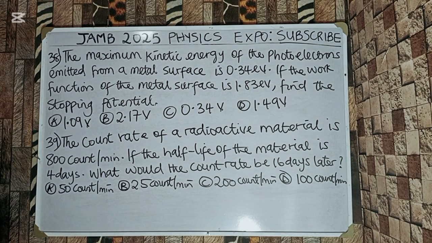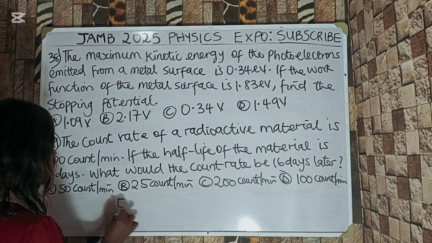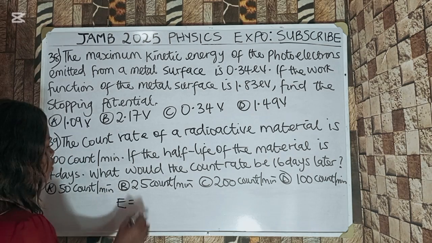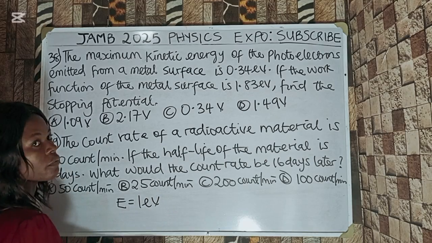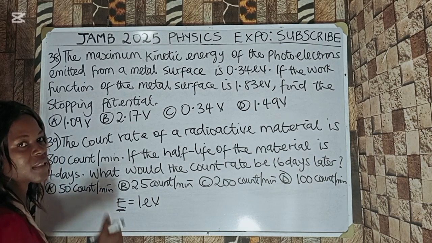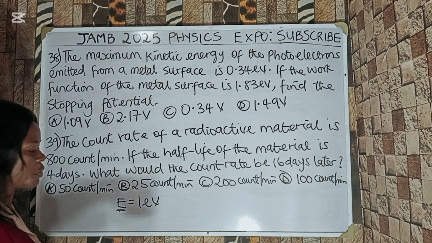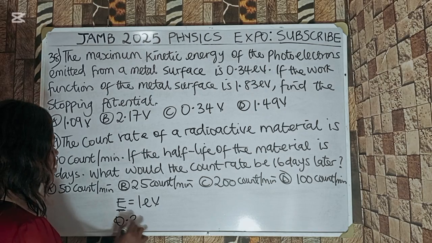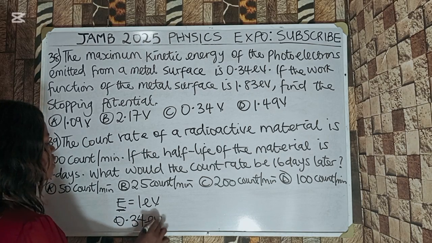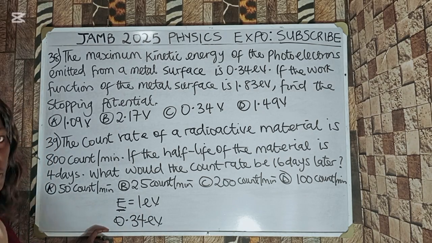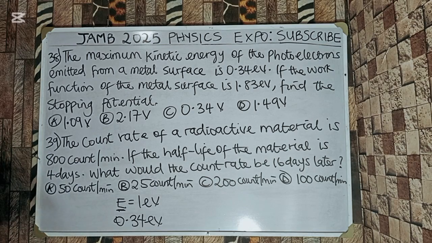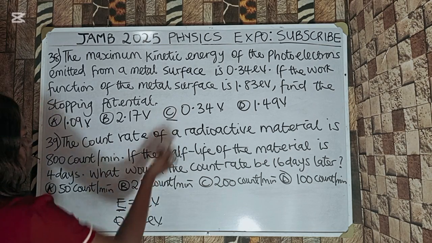Now from this question, we are asked to find the stopping potential, but you know that the maximum kinetic energy is also equal to the stopping potential in electron volts. So whatever we have as our maximum kinetic energy becomes the stopping potential. Since we have our maximum kinetic energy to be 0.34 electron volts, that becomes the stopping potential. So the correct option to this question is option C.